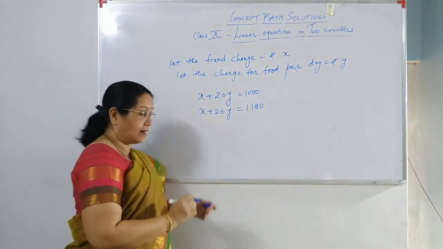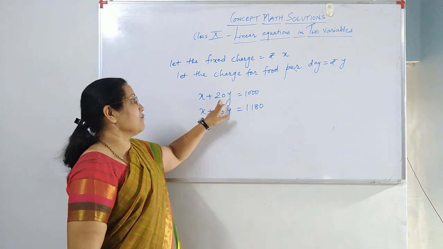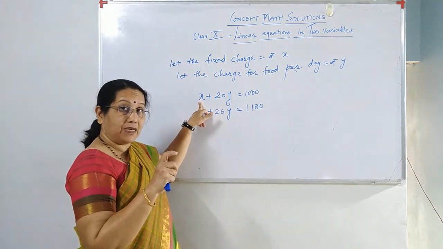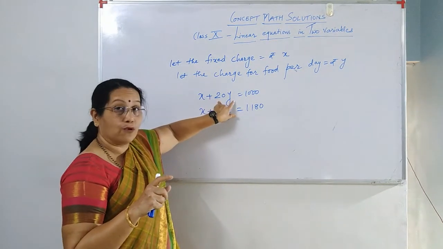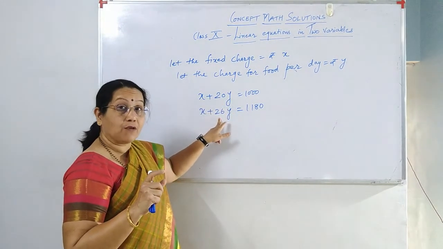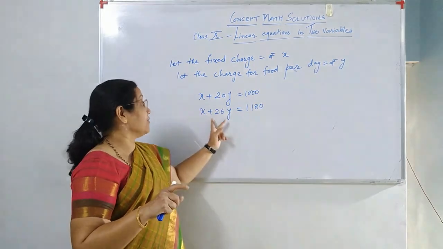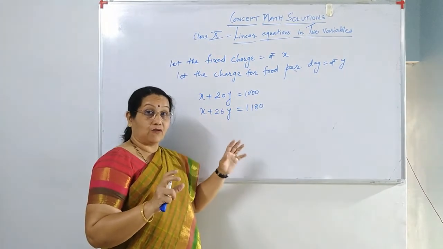1180. Right? This student is staying for 20 days, so he or she will pay X rupees as fixed charge, and this is the food bill. This student stays for 26 days, so the student will pay X rupees as fixed charge and 26y as the charge for food.